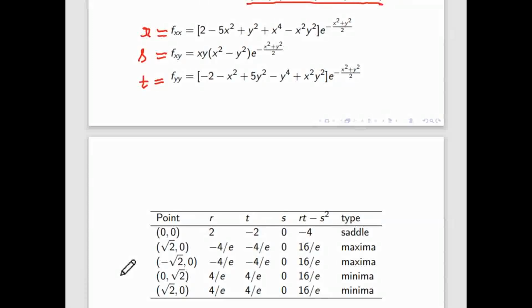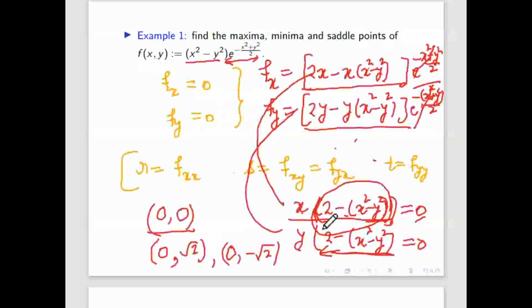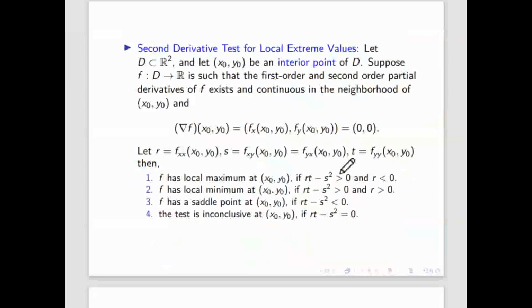Sir, suppose in one example we find that rt equals s square, then what should we do? Rt minus s square will be either positive, negative, or 0. There are only 3 possibilities. Once you get rt minus s square positive or negative, you can conclude. If it is 0, then this test fails.